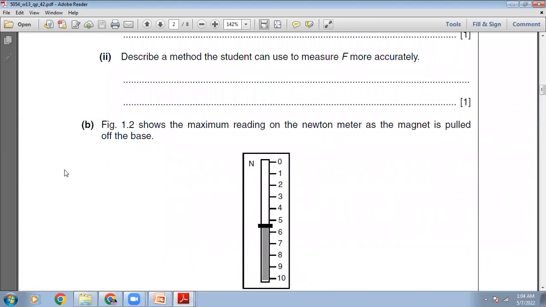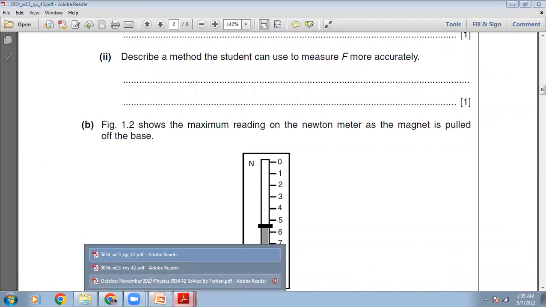The second part: describe a method the student can use to measure F more accurately. Okay, so there can be different methods. For example, two students can work together. One will pull the Newton meter, and the other one will note down the reading on the Newton meter. Another good method can be that you take a camera and start filming the Newton meter. Whatever the maximum force shown during this process, if you are recording it, then it is quite easy to note down the reading when the magnet is pulled off the iron base.